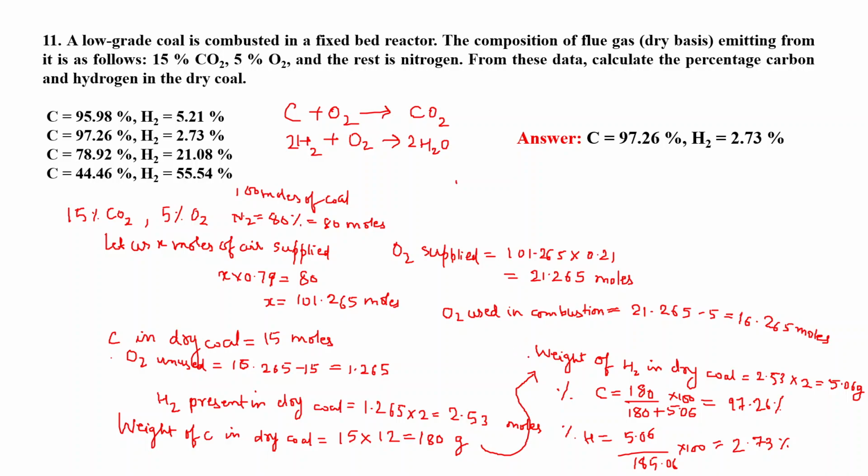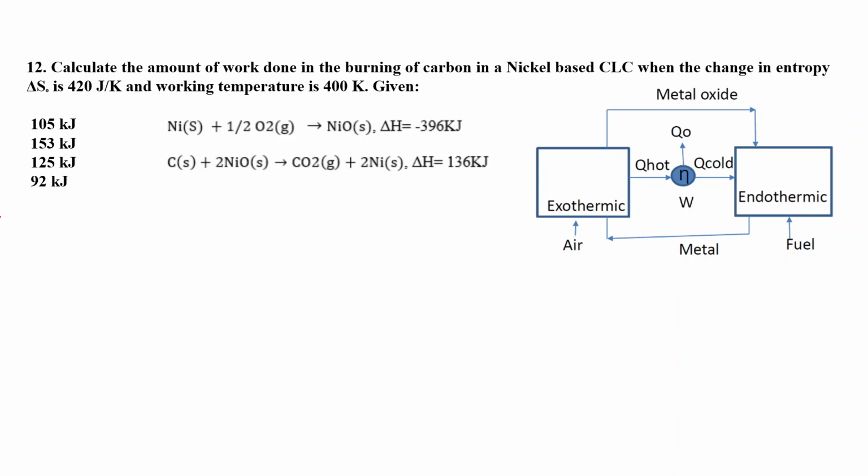This is the last portion. Okay, then coming to the next question: calculate the amount of work done in the burning of coal in a nickel based chemical loop combustor, when the change in entropy is 420 joule per Kelvin and working temperature is 400 Kelvin. Equations for the combustion are given here.